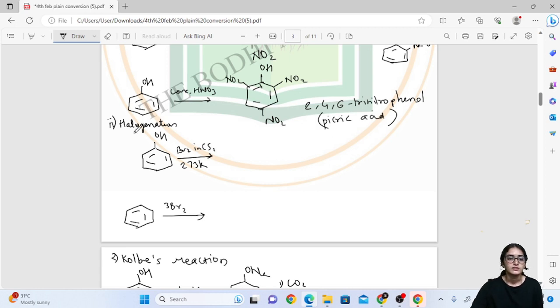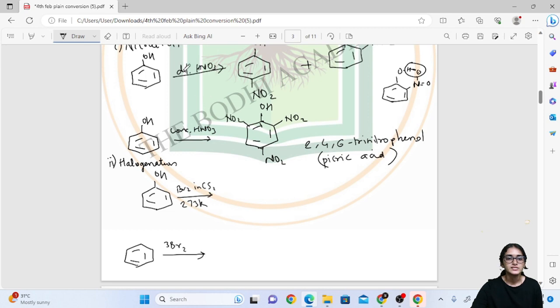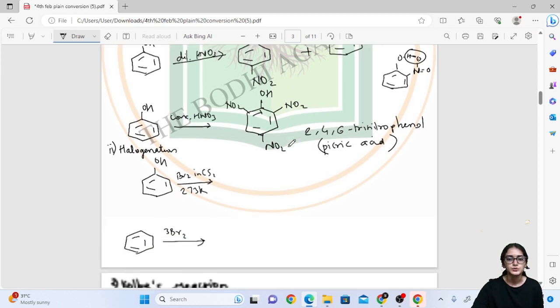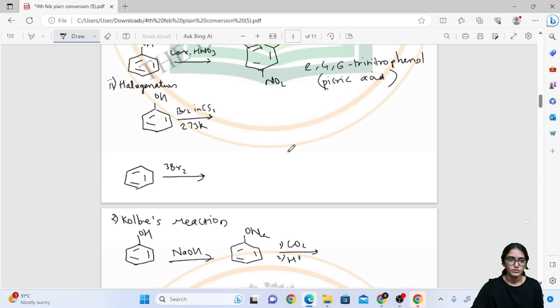So here what you have to understand, when you take dilute acid you will get 2 products, ortho and para, and when you take concentrated we will get a product in which there are 3 nitro groups attached to the phenol ring. Okay, next is halogenation.